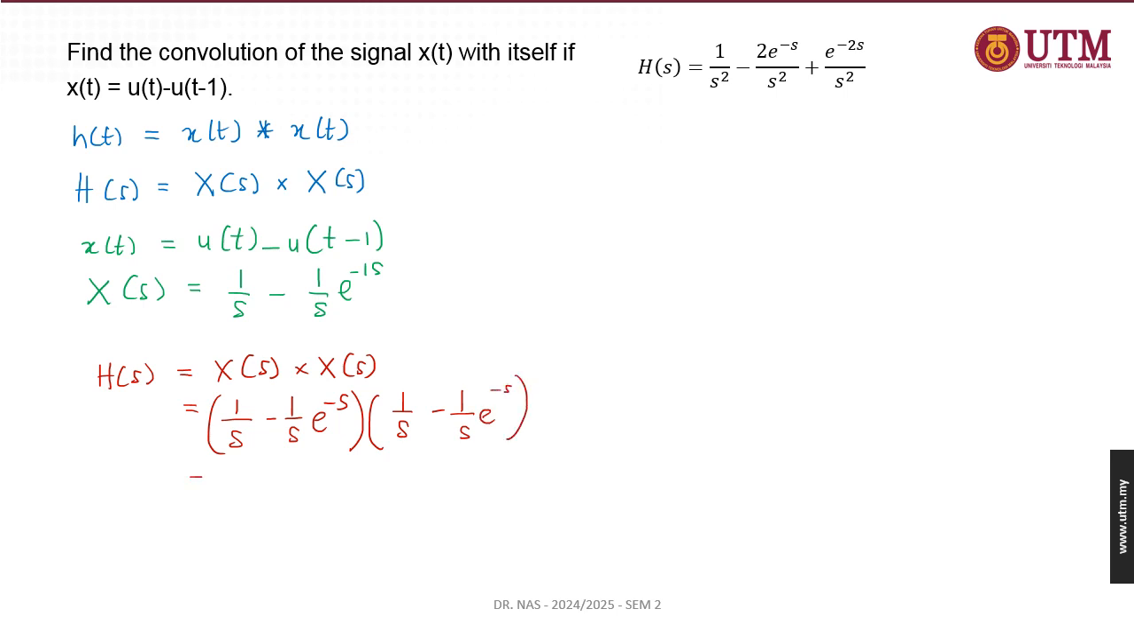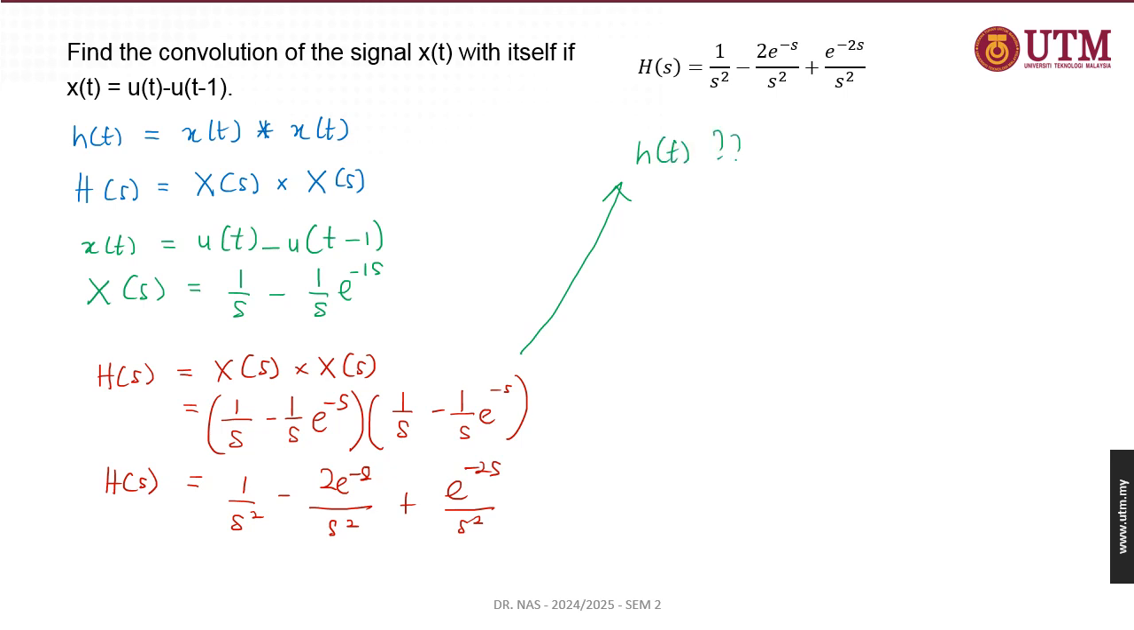Okay, so you need to solve this until you get the final equation. H(s) is equal to 1 over s squared minus 2e^(-s) over s squared plus e^(-2s) over s squared. So in this case, to solve the problems, you need to reconvert the s domain function into the t domain. So you need to get the h(t).